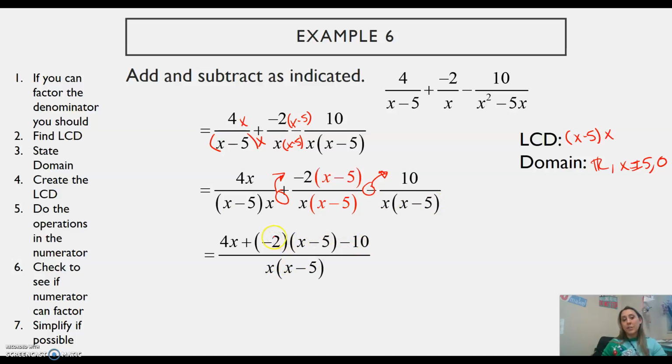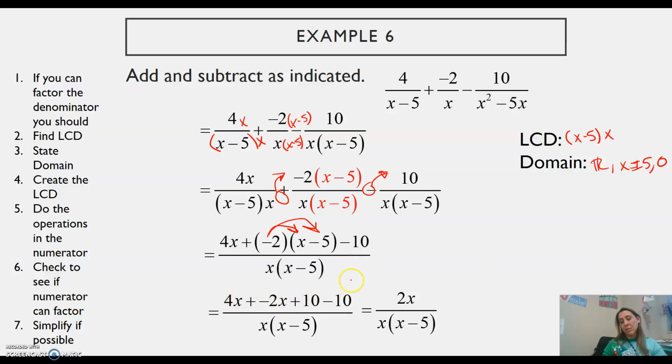So now I'm going to distribute this negative 2 to this, and I end up with 4x plus negative 2x plus 10 minus 10. So now I'm going to combine my like terms. I have 4x minus 2x, which is 2x, and 10 minus 10, which is 0, and I end up with 2x over x times x minus 5.